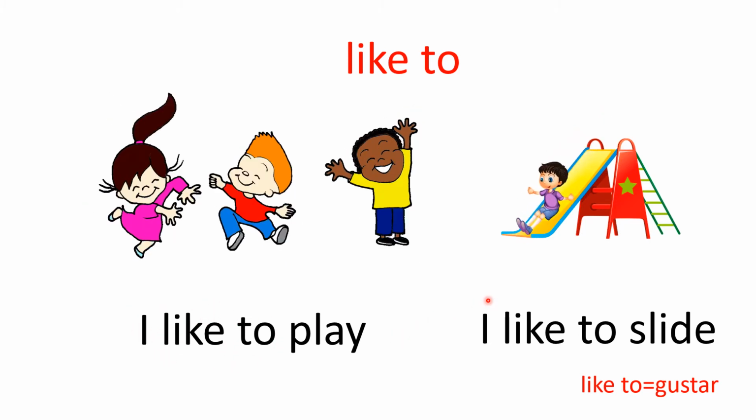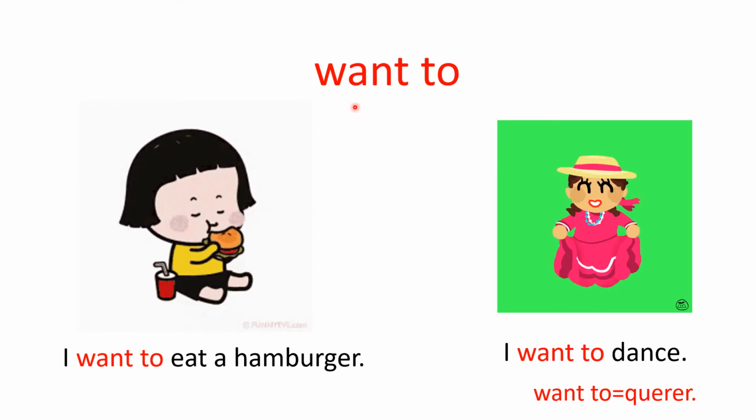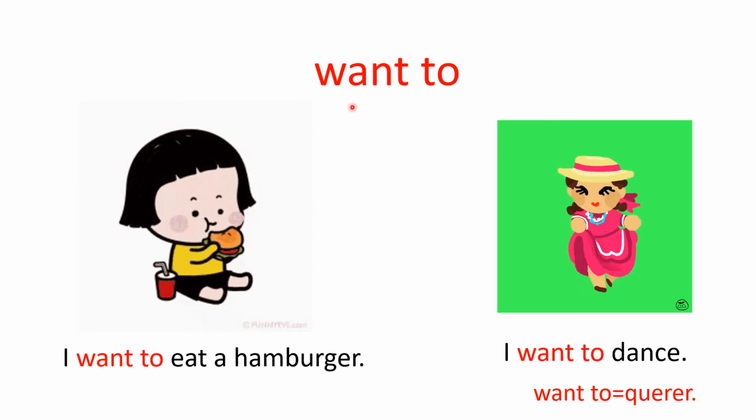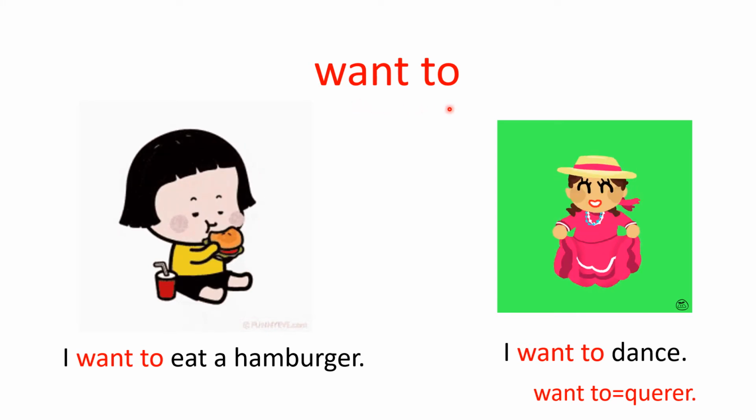Now let's continue with the next picture. He says, whee, I like to slide. Do you see? I like to slide. This is the verb. They are very happy. Now let's continue. Look at this other stative verb. This other stative verb is want to.